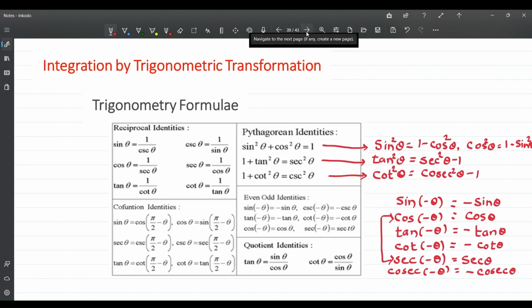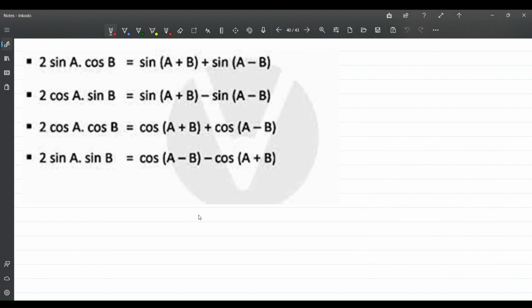Okay, next one, these are some important formulae that we have already studied in first semester. 2 sin a cos b is equal to sin of a plus b plus sin of a minus b. 2 cos a sin b is equal to sin of a plus b minus sin of a minus b. Next, third one, 2 cos a cos b is equal to cos of a plus b plus cos of a minus b.